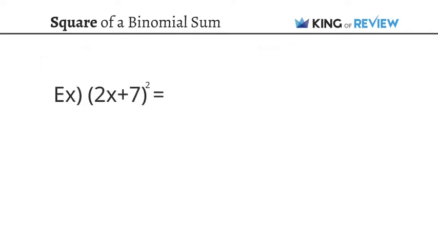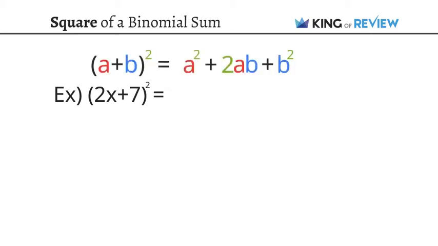Okay, now we have an example. This is a multiplication of this binomial times itself. You always need to remember that it's very tempting to think that it's just 2x squared plus 7 squared, but no, you have to expand it out. Okay, just think of a song: a squared plus b squared plus 2ab.